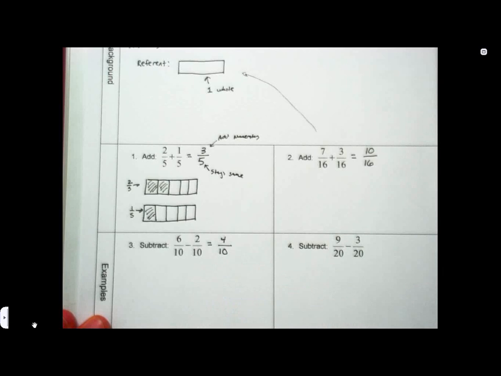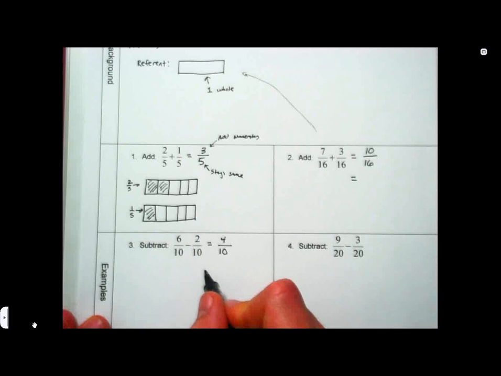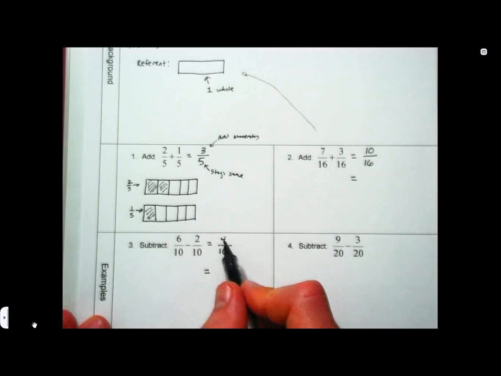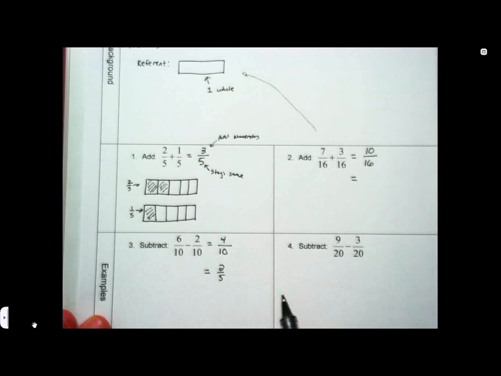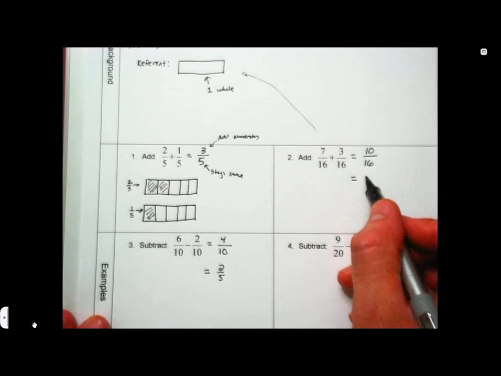And one thing I forgot to do in the last problem was to reduce this a little bit. So we're going to go back and do that one in a second. But this one I see I can reduce. If I divide both top and bottom by 2, I would end up with 2/5 as an answer. And over here, if I divided top and bottom by 2, I would end up with 5/8 as an answer.